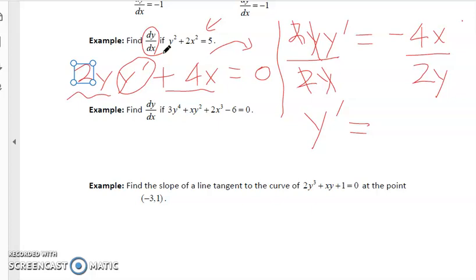And I noticed that over here now in my solution, it can simplify a little bit. I have 4 on the top, 2 on the bottom. They're factors, so they can reduce. So your final reduced answer is negative 2x over y.